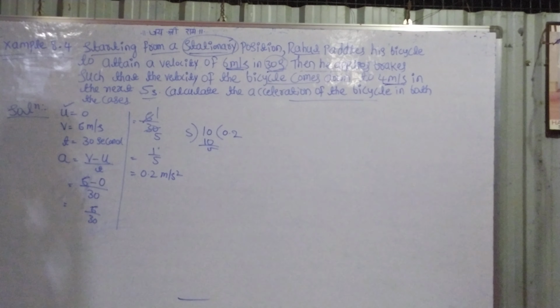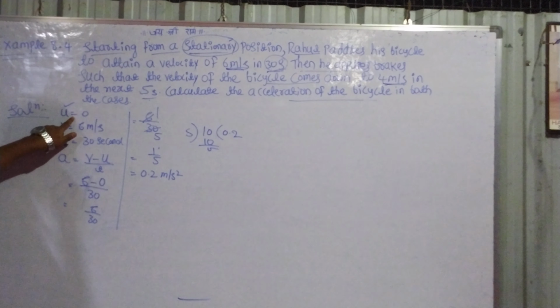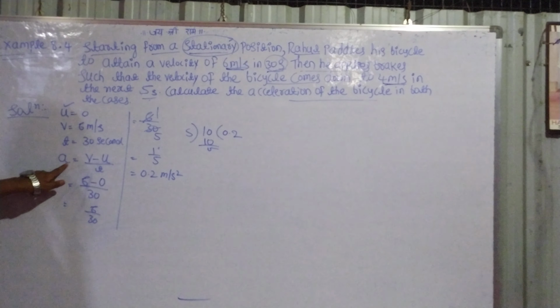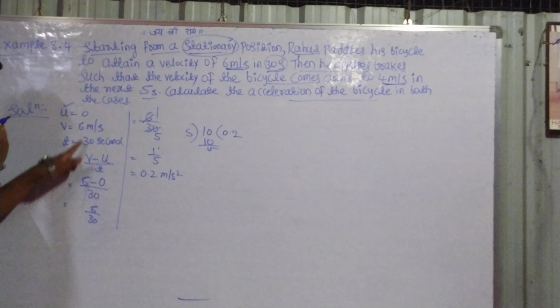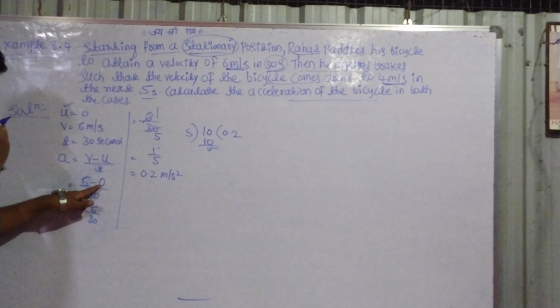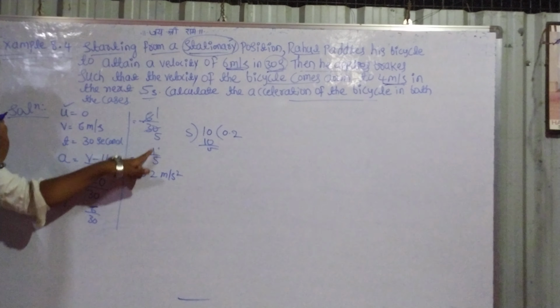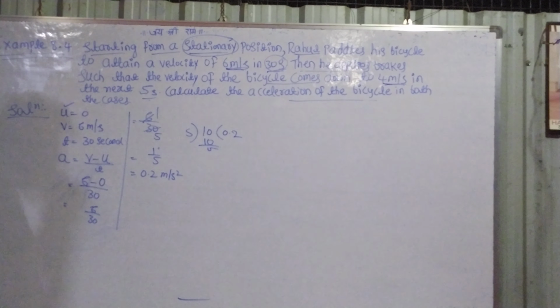This is the acceleration of the bicycle in the first case. Initial velocity is 0, final velocity is 6 meter per second, time is 30 seconds, and the acceleration formula is v minus u by t. So 6 minus 0 means 6 only, over 30, and 6 fives are 30. So 1 by 5 means 0.2 meter per second square. This is the first case.